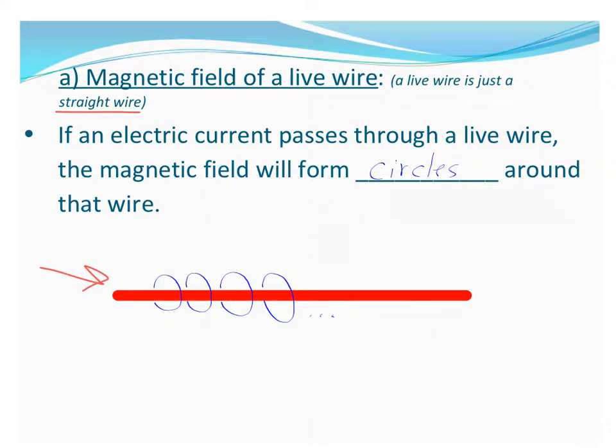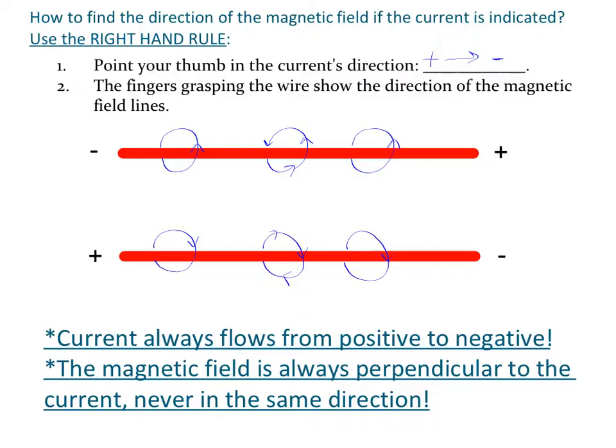So if an electric current passes through a live wire like that one, the magnetic field will form circles around that wire. You could imagine an infinite number of those circles, and if we looked at the wire right in front of it, each circle would form a right angle with that wire. So the magnetic field is always perpendicular to your wire or to your current.